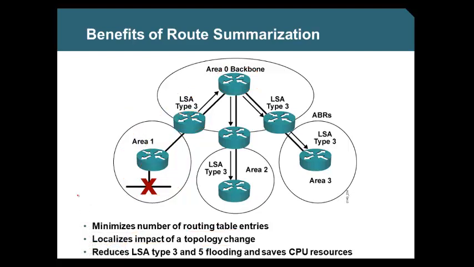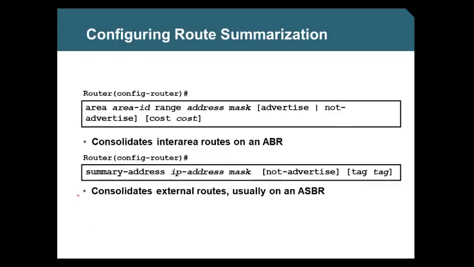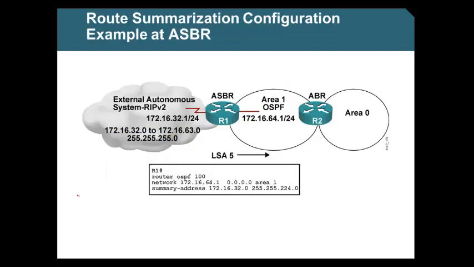Not only that, you can also reduce type 5 LSAs if you do summarization on the ASBR. In this picture, you don't have an ASBR, but see this picture, you have an ASBR. Type 5 originates from the ASBR, and you want to summarize this 32 to 64. 32 to 64 is totally 32 subnets. 32, 33, 34, 35, 36. If you keep counting, including this 32 number, it will be 33.